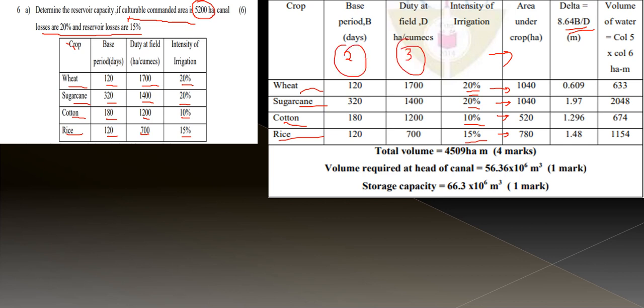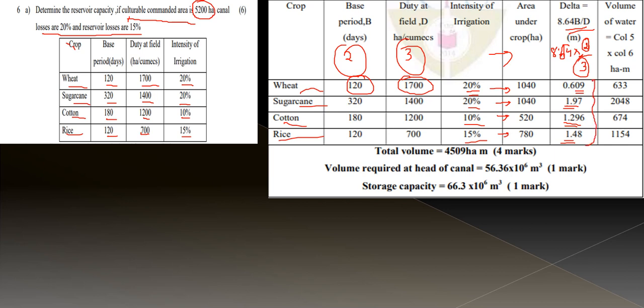Here it is 8.64 into B by D. For wheat, 8.64 into B is 120 by 1700, you will get delta as 0.609. Similarly for sugarcane you will be obtaining 1.97, and cotton 1.296, and for rice it is 1.48.